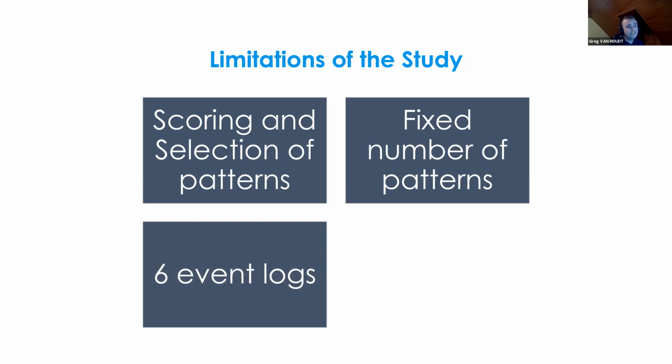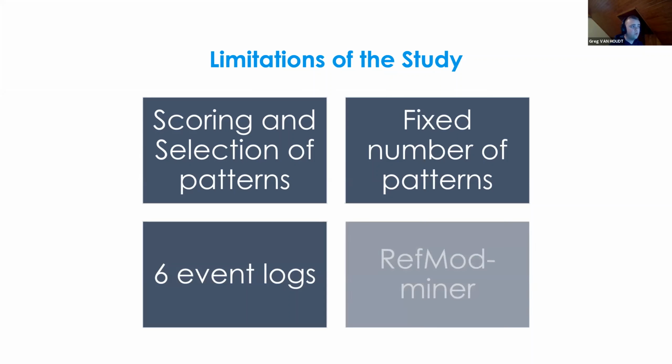Next, we've only used 6 event logs at this moment. Perhaps increasing this number could have provided us with more certainty and clarity about how the complexity metrics would evolve, because right now there is a lot of uncertainty, especially with the diameter metric. And of course, as already mentioned, we must really include the RefMod miner in future experimentation, just to see if the advantage, which I stated earlier, really is an advantage also in event log abstraction.